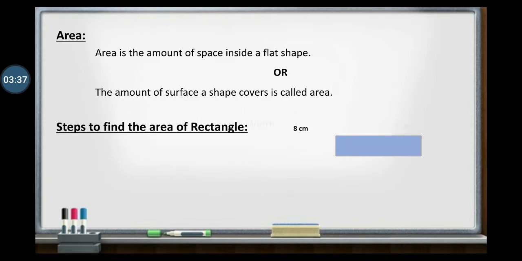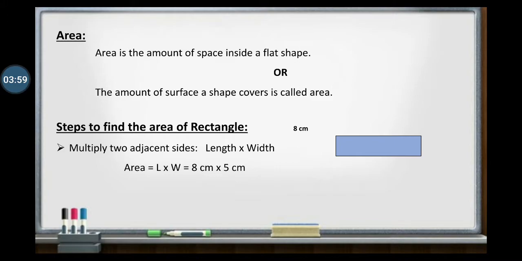We have some steps that we can use to find the area of the rectangle. In the first step, we can multiply two adjacent sides, length and width. We know that for the rectangle, we have length and width. So to find out the area, we can just multiply length and width. In this rectangle, we have 8 centimeter as length and 5 centimeter as width. If we multiply both of these, we get 40 centimeter square. In the second step, we have to put the unit of measurement squared. Keep it in your mind that the measurement unit for the perimeter is always centimeter and the measurement unit for the area is always squared centimeter.